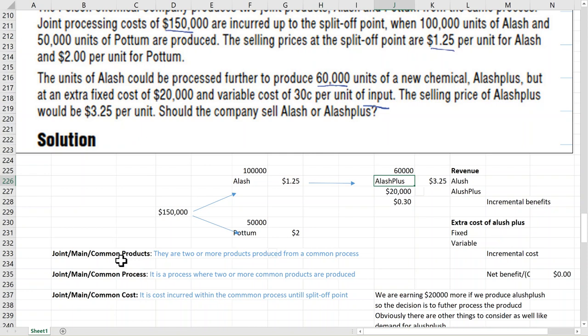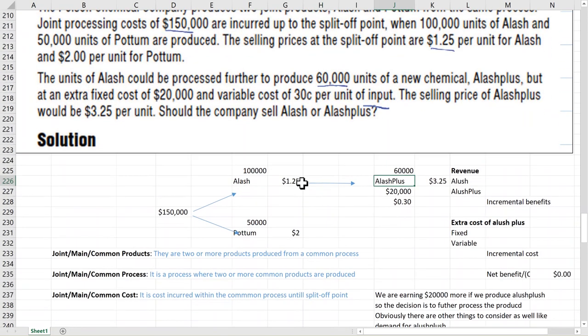Remember, we have joint or main or common products. These are two or more products produced from a common process. Joint or main or common process is a process where two or more products are made. And then joint, main, or common costs are the costs incurred in a common process. Okay, let's look at the situation here.